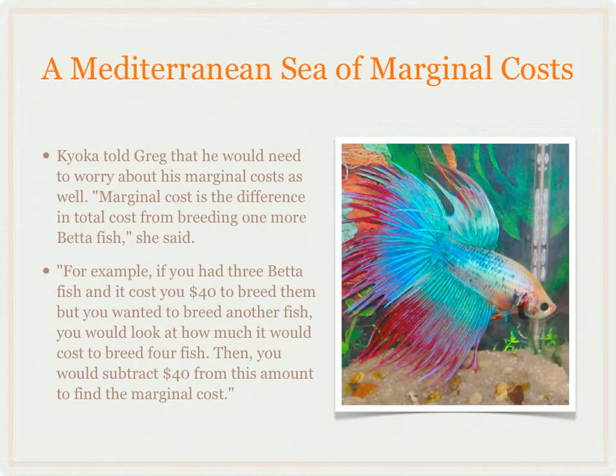Kyoka told Greg that he would need to worry about his marginal costs as well. Marginal cost is the difference in total cost from breeding one more betta fish, she said. For example, if you had 3 betta fish and it cost you $40 to breed them, but you wanted to breed another fish, you would look at how much it would cost to breed 4 fish. Then you would subtract $40 from this amount to find the marginal cost.